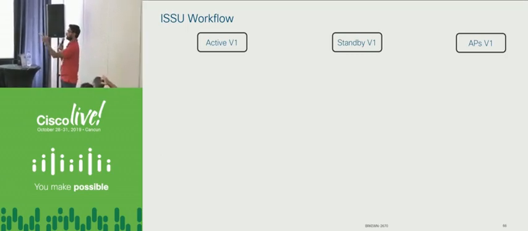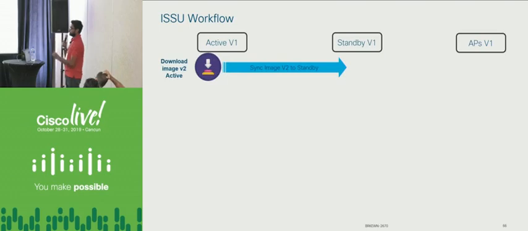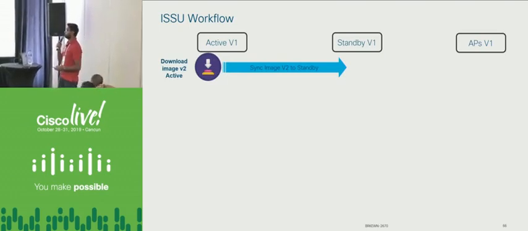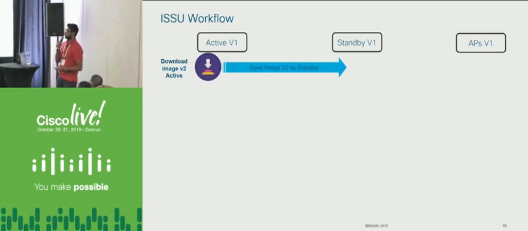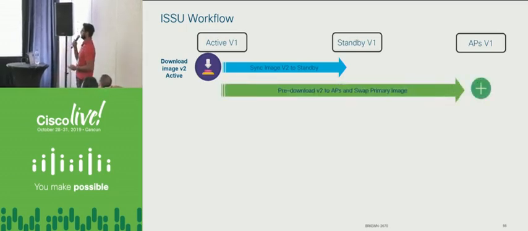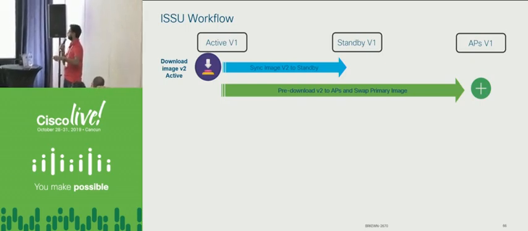Okay. Now let's understand how you upgrade an HA pair without actually causing a network outage from one version to another. So active in V1 and standby in V1. You basically initiate an ISSU upgrade in your active, and you're going to V2. And what active will do is it will install the image and basically sync that image into standby. And at the same time, it will go ahead and pre-download all the AP images into the access points in V1.